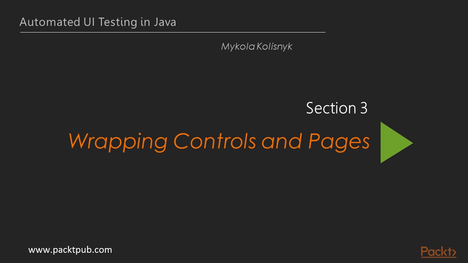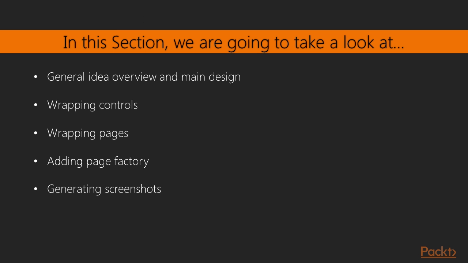Hello and welcome to section 3 of the Automated UI Testing with Java video course. During this section, we'll create abstractions, wrapping pages and page elements. Firstly, we'll get a general idea of what is expected and how it should look.